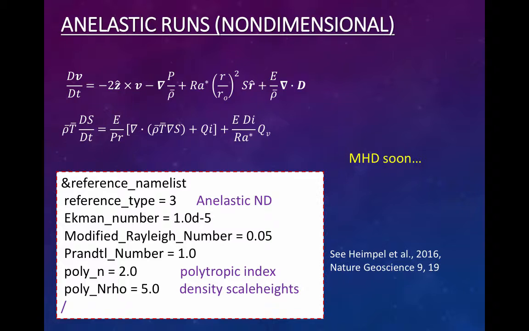Okay. And then the anelastic non-dimensional setup, which actually we're going to have MHD in there soon. I need to consult with Moritz this week to make sure I haven't goofed something. But this is similar to what's done in Magic, and so it also assumes a polytropic background. You access this with reference type 3, and you have a series of non-dimensional numbers that you need to specify.